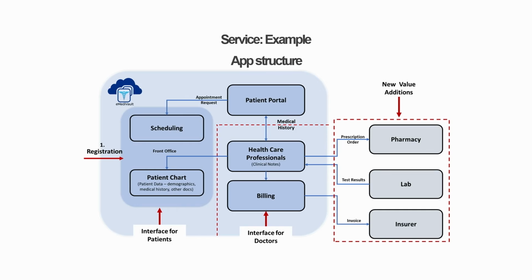Typically, from an app structure standpoint, based on initial market research and some inputs, they want to have a registration, followed by the interface for the patients, which would have the scheduling and the patient chart with the patient data, demographics, medical history and other documents. The interface for the doctors will have the patient portal somehow accessible along with the healthcare professionals' clinical notes as well as the billing information. The new value additions were some kind of pharmacy-based prescription order, test results and invoices, which can be kept along with the other details in the repository. So, that is the basic overview of the app structure.